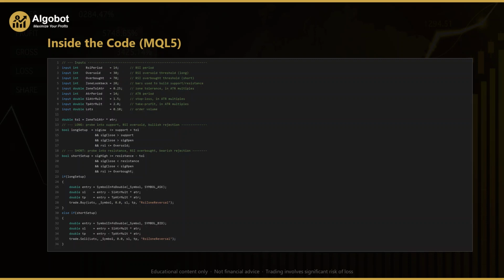The short block is the exact mirror. The Boolean shortSetup is true when the candle's high probed into resistance. The close is back below the resistance ceiling. The close is below the open, so the candle is bearish, and RSI is at or above overbought. The code then reads the bid price, places the stop above entry, sets the target below entry, and calls trade.sell. Both sides share the same structure, simply flipped.